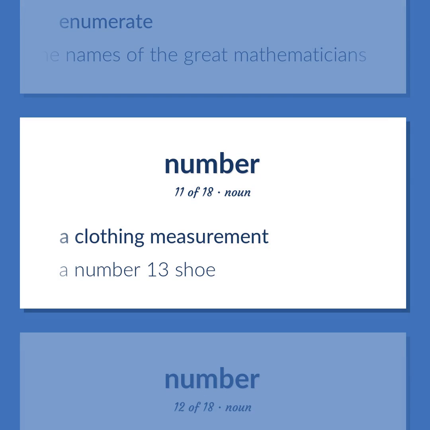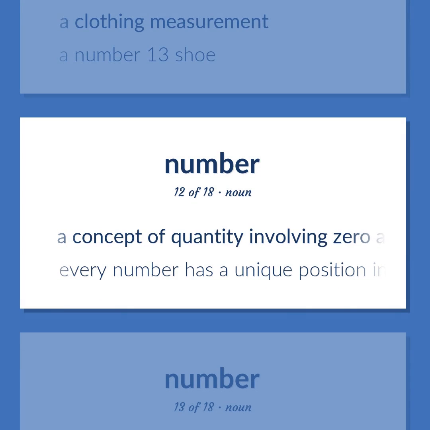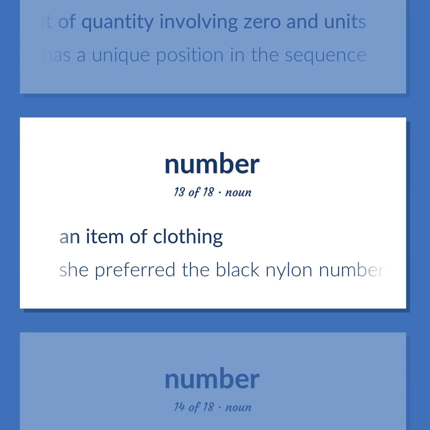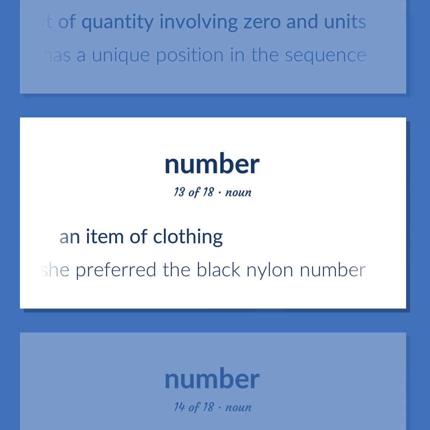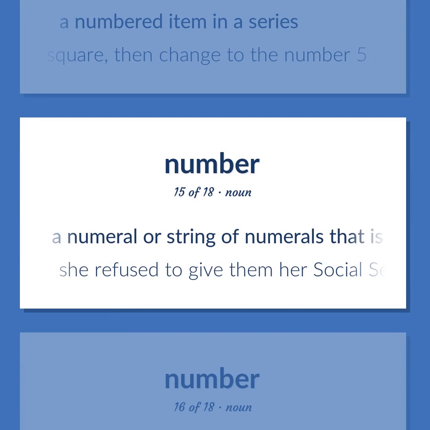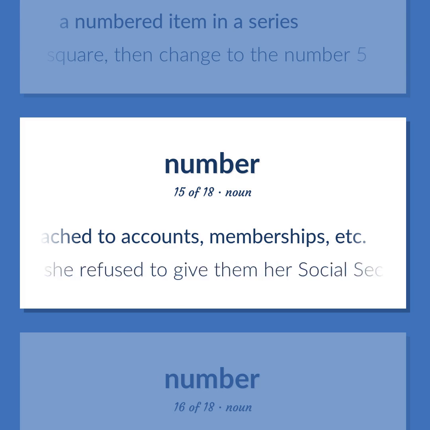A clothing measurement. A number 13 shoe. A concept of quantity involving zero and units. Every number has a unique position in the sequence. An item of clothing. She preferred the black nylon number. A numbered item in a series. Take the number 2 to the main square, then change to the number 5. A numeral or string of numerals that is used for identification and may be attached to accounts, memberships, etc. She refused to give them her social security number.